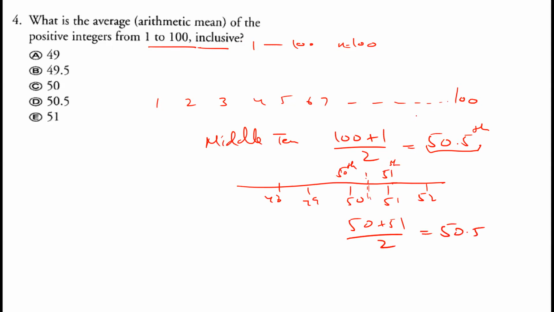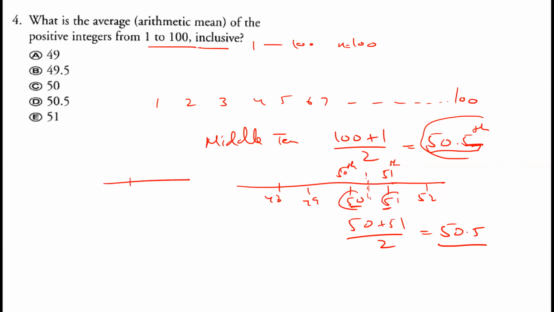Now, please be vigilant of the fact that this 50.5th doesn't actually mean it's the average. It is the term that we are looking for. So we are looking for the 50.5th term. So the 50.5th term is the number between 50 and 51, because 50 over here is the 50th term and 51 over here is the 51st term.